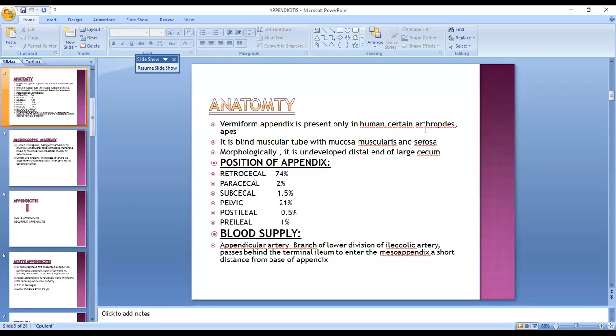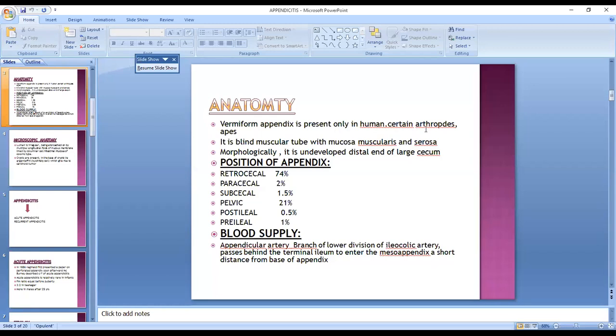The tip of the appendix is variable. The base of the appendix is very much fixed. It is usually present where the three taeniae coli of the cecum converge. This is the point where the base of the appendix is present.